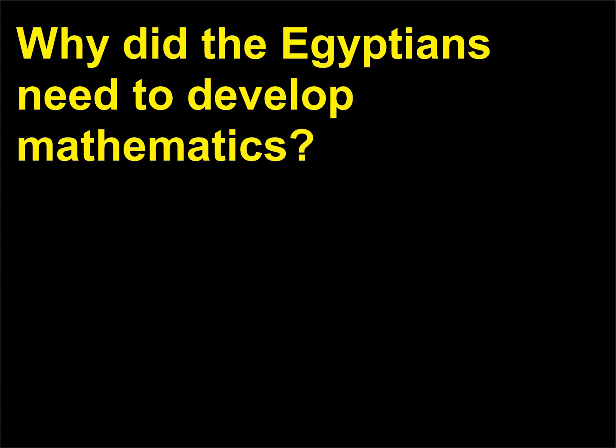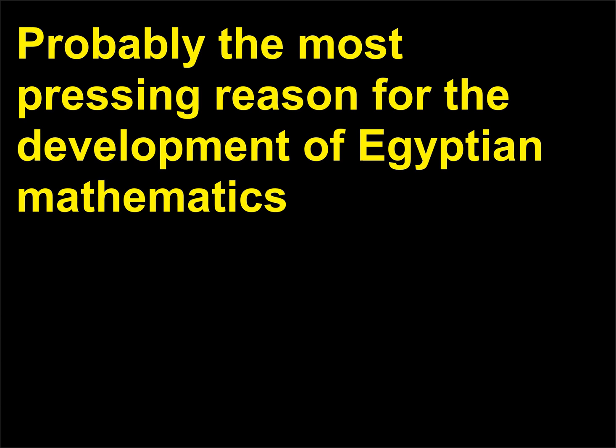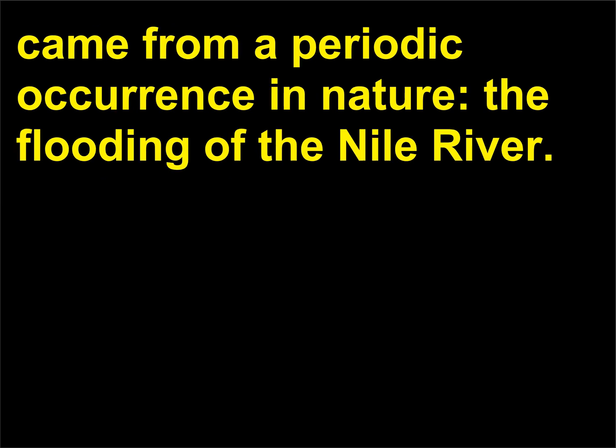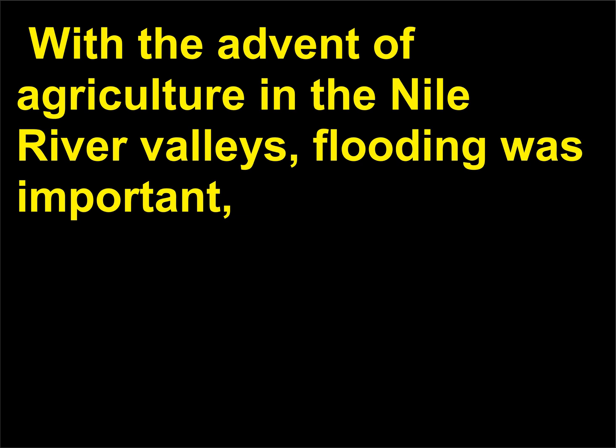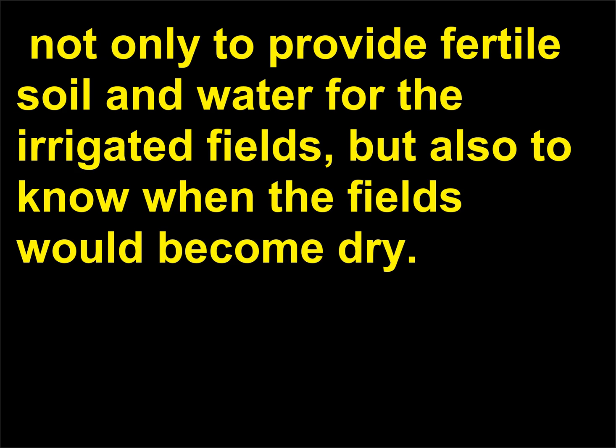Why did the Egyptians need to develop mathematics? Probably the most pressing reason for the development of Egyptian mathematics came from a periodic occurrence in nature, the flooding of the Nile River. With the advent of agriculture in the Nile River valleys, flooding was important, not only to provide fertile soil and water for the irrigated fields, but also to know when the fields would become dry.